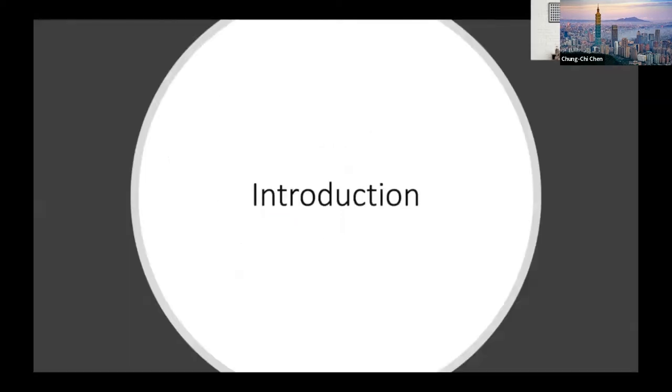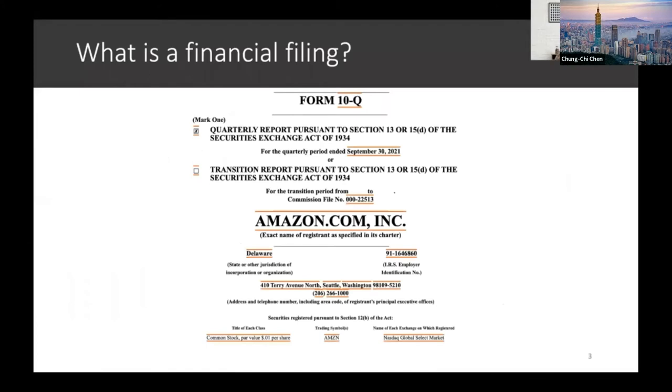So let me start with an introduction. As a first question, we want to answer: what is a financial filing? A financial filing is a financial statement document related to a company, usually made by the parties tied to these companies. Here in this example, you are seeing a filing of type 10Q, which is a quarterly report on a company.